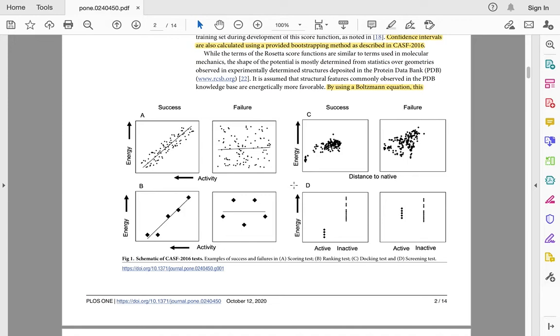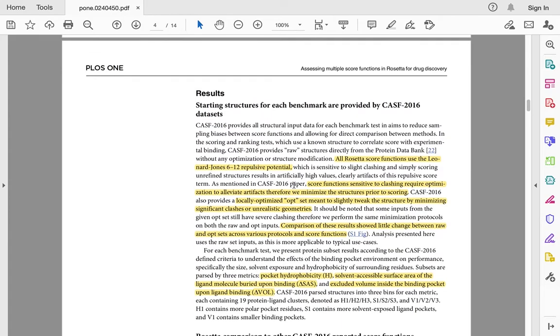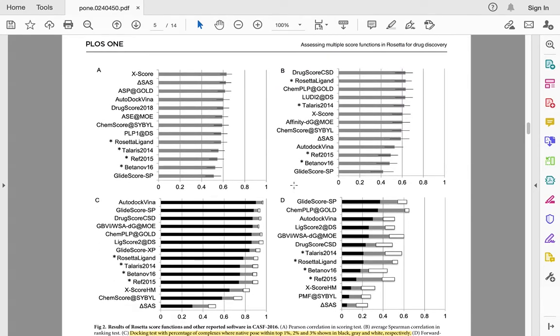And D is screening test. It evaluates functions' ability to extract true binders from the non-binders. So here are the test results for different software. And we can see Rosetta isn't bad, but there's no outstanding software we can use now for protein ligand docking.